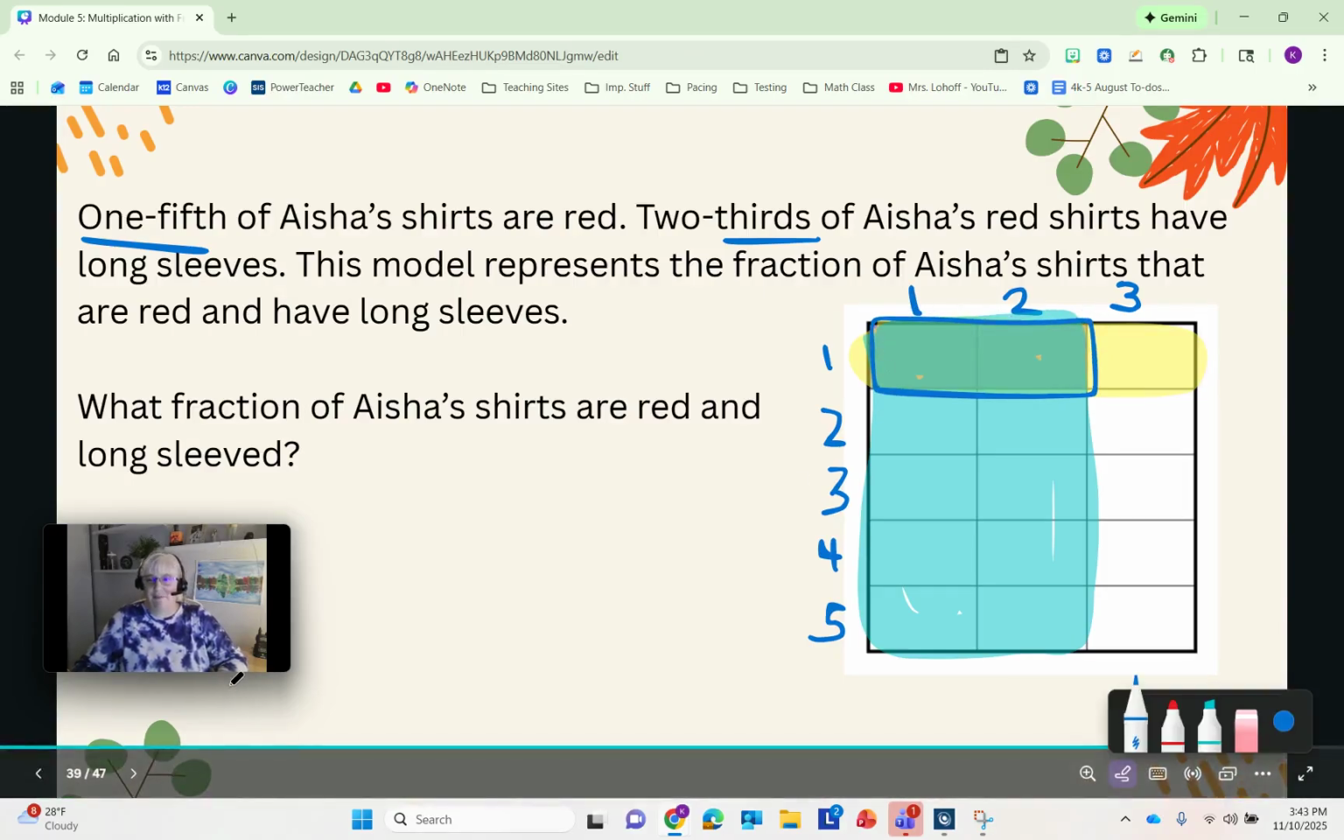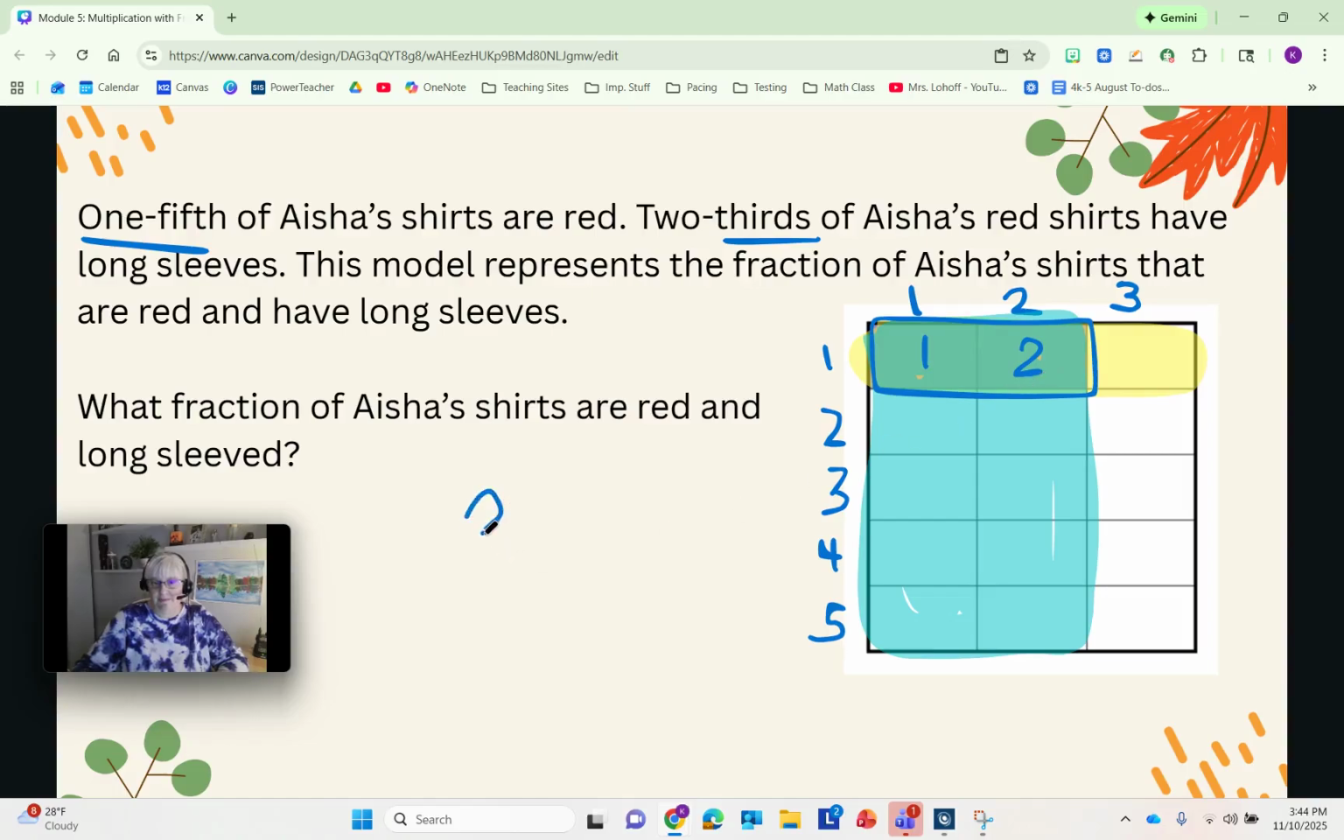What fraction does that represent? Well, we can count, or I can multiply too, but first we'll count. I have 2 that are colored in. 2 out of how many squares? 1, 2, 3, 4, 5, 6, 7, 8, 9, 10, 11, 12, 13, 14, 15. 2/15 of Aisha's shirts are both red and long sleeved.